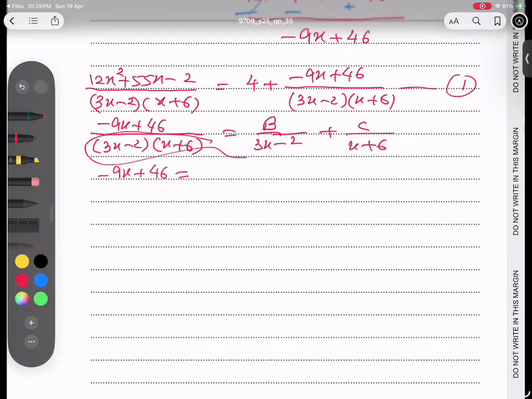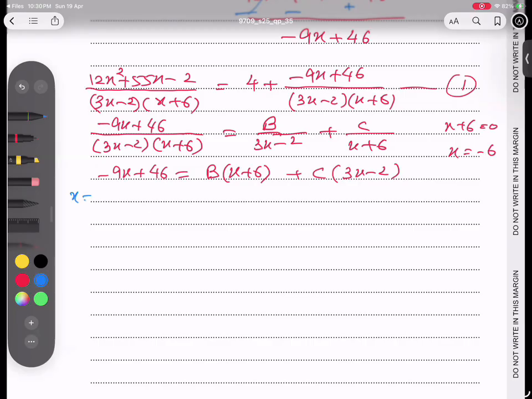And when this multiplies with this factor, this will cancel out, and I will get b times 2x plus 6. And when this cancels with this, this will stay beside c times 3x minus 2. And now, first of all, I will plug in this equal to 0. x plus 6 is equal to 0. I get x is negative 6.